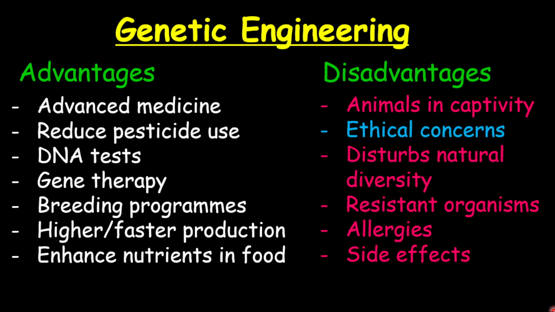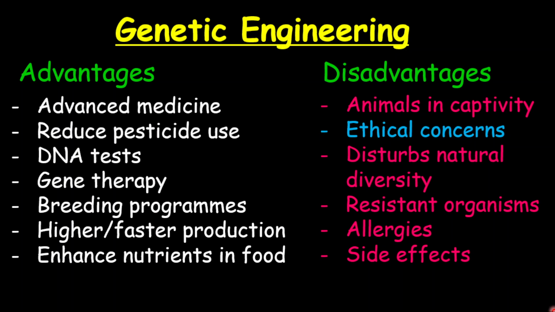Breeding programs: you can have breeding programs to develop new organisms or new species. And again, you can have higher or faster production in crops or animals. Again, you can have enhanced nutrients in food. So you can develop strains of food that will produce more nutrients. And so those are benefits or advantages of genetic engineering.